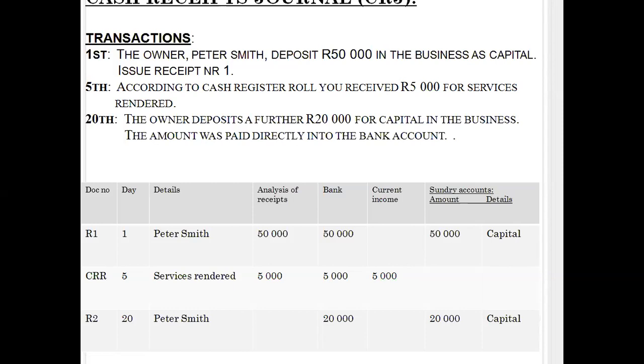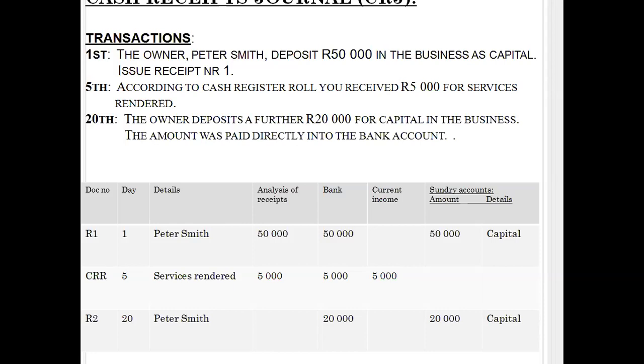Right, next one on the 5th. According to the cash register roll, you received 5,000 Rand for services rendered. So it's a services rendered transaction. Again, let's just look at the transaction. We've got the date, the 5th. We've got the source document, it's a cash register roll, CRR. The amount, 5,000 Rand. For what? For services rendered.